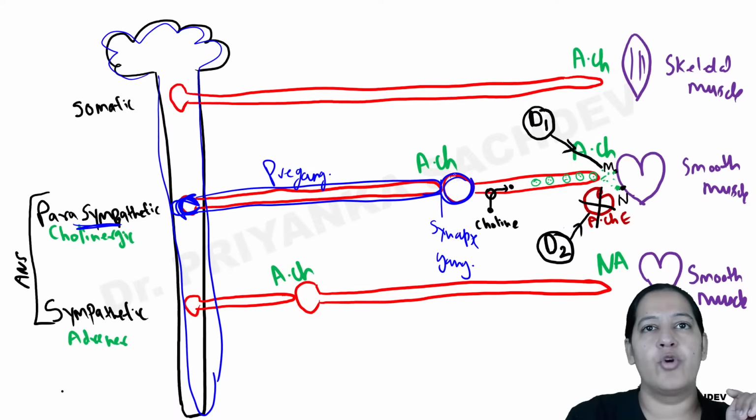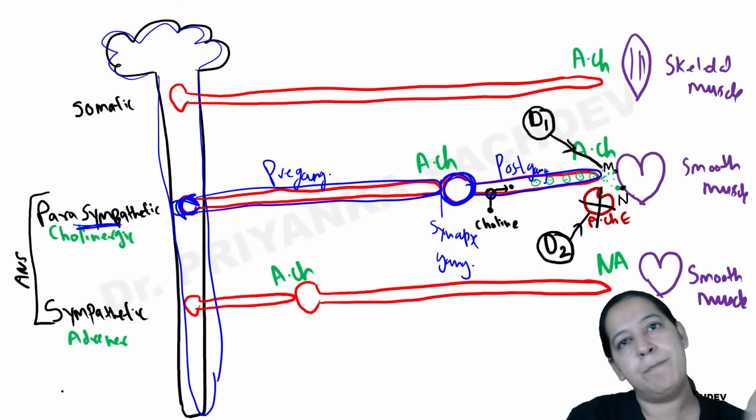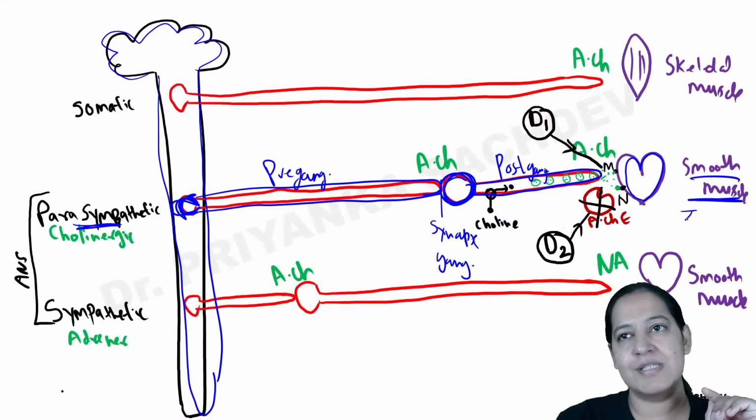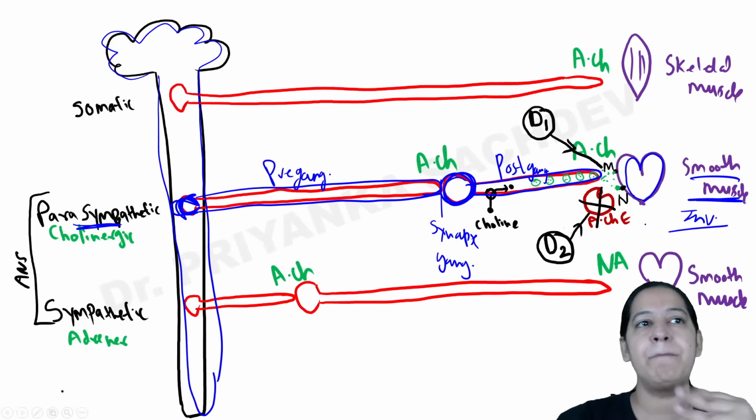Here another neuron is there. This is the cell body and this is the nerve fiber, the axon. This is the postganglionic nerve fiber. So preganglionic and postganglionic nerve fibers are supplying organs which are involuntary, that is smooth muscles. Smooth muscles means involuntary muscles. That is about the parasympathetic system.